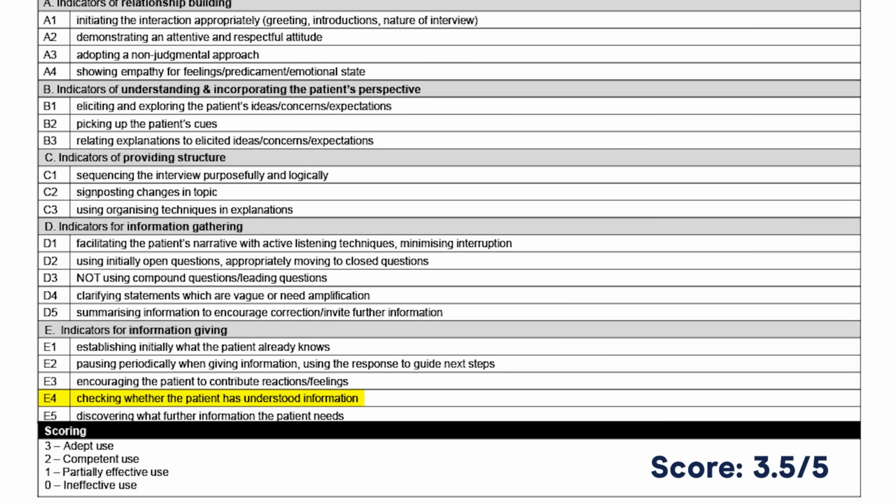Before explaining it. Furthermore, for indicator E4, checking whether the patient has understood, the student relied too much on the phrase, "Do you understand?" To move from competent to adept, use indicator E3, encouraging the patient to contribute reactions. Try to mix it up. Ask, "How does that sound to you?" or "Does that make sense so far?"